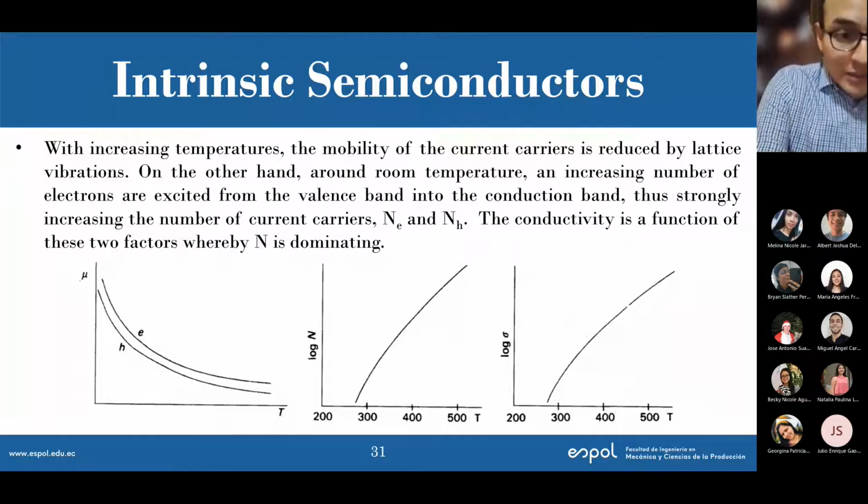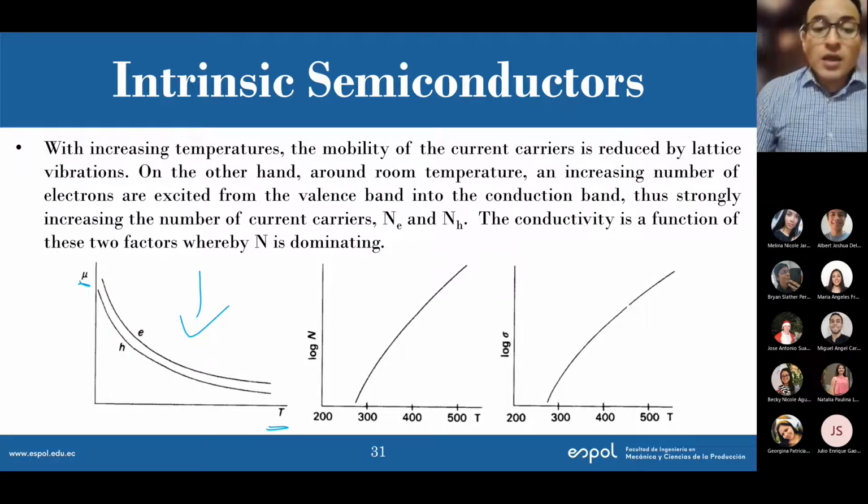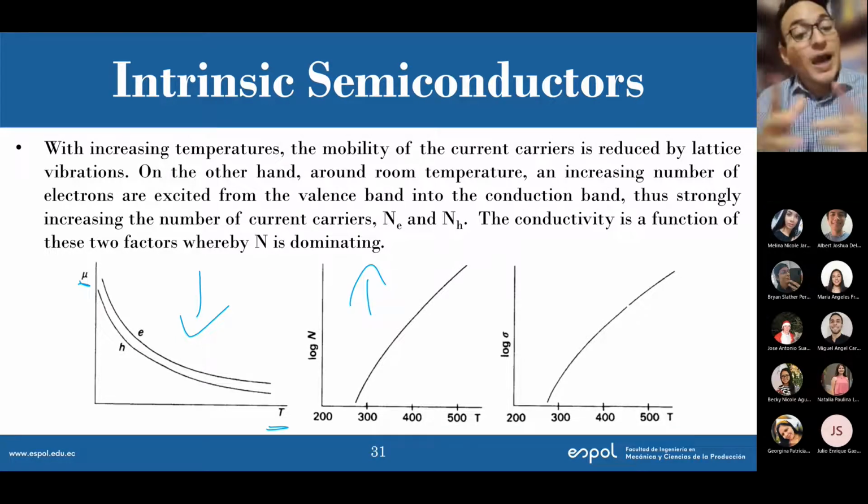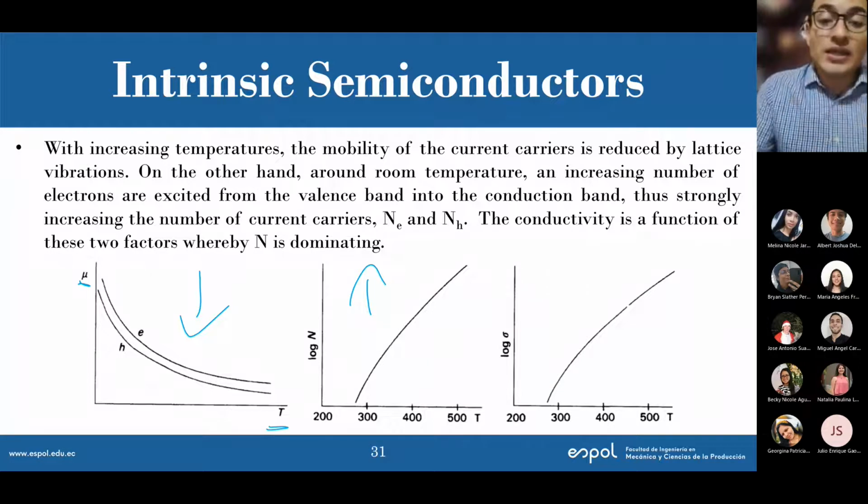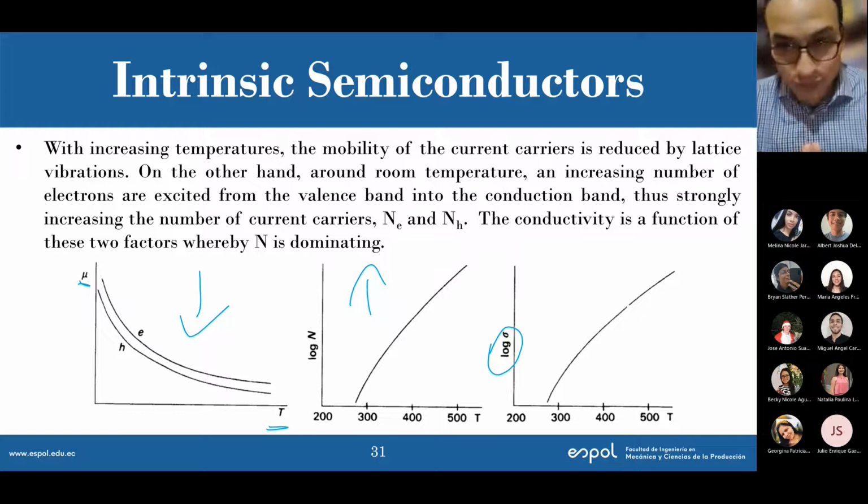Therefore, look at this, mobility and temperature, right? So mobility decreases with increasing temperature. Okay, yes, makes sense. Number of current carriers increases with increasing temperature. But if you combine both, the increase in number of current carriers is more significant, and therefore you see overall conductivity in intrinsic semiconductors increases as I increase the temperature. Is this clear, guys?